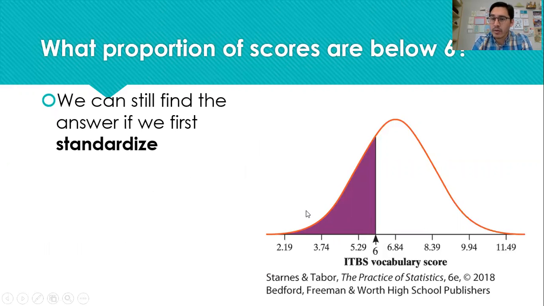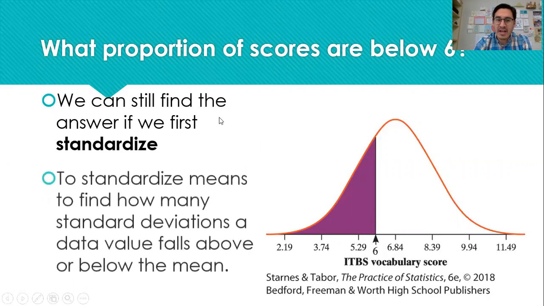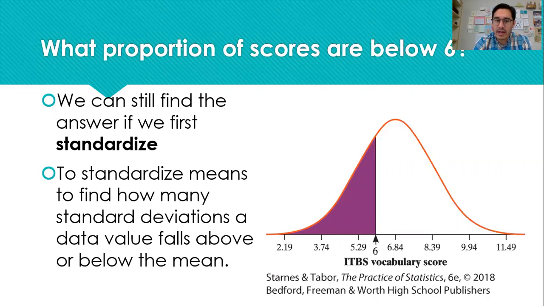However, we can still answer this question using another method, which is called standardizing. To standardize means we need to calculate exactly how many standard deviations a data value is either above or below the mean. We know that 6 is a fraction of a standard deviation below the mean, but we need to calculate exactly how much. Just from eyeballing, it looks like it could be half a standard deviation below the mean, maybe a little bit more than half. So we need to figure out exactly what that is.